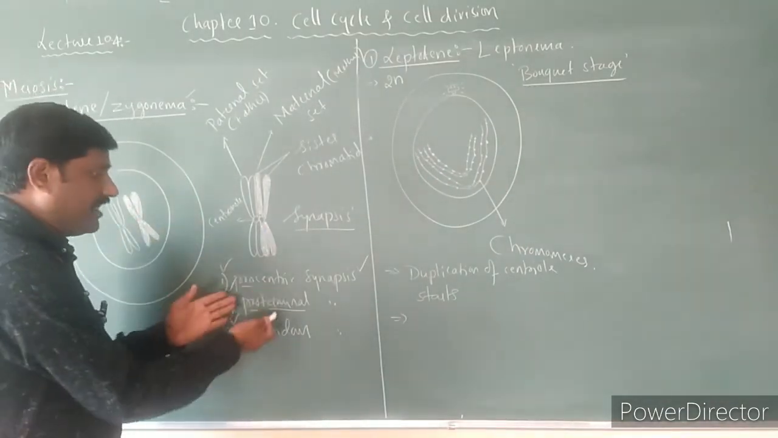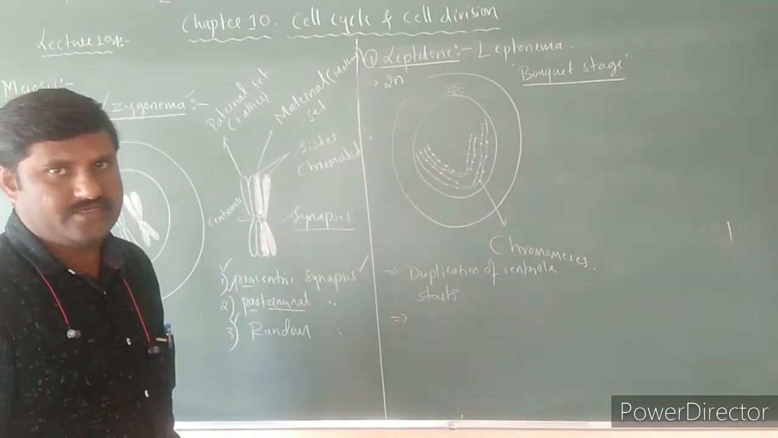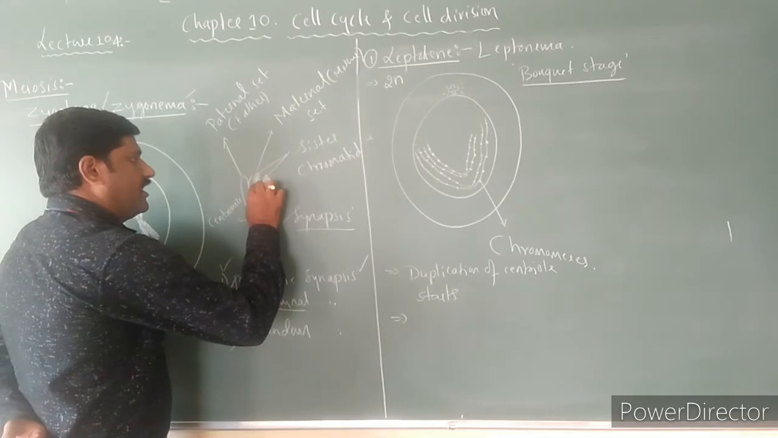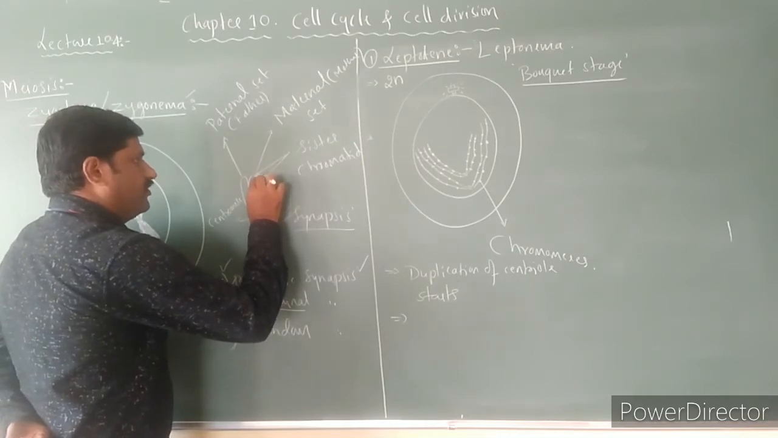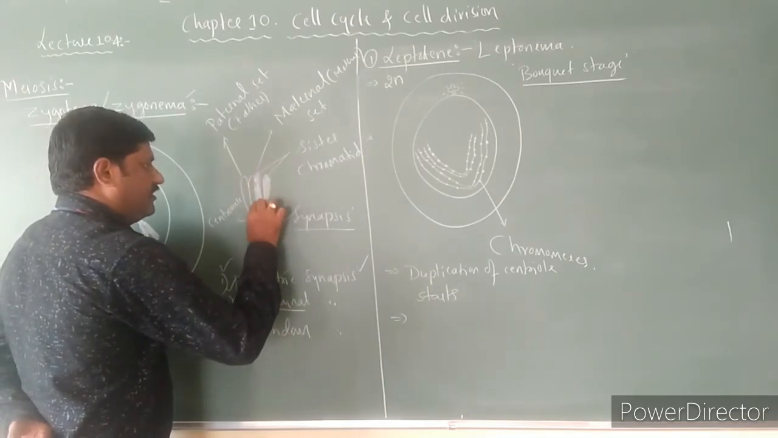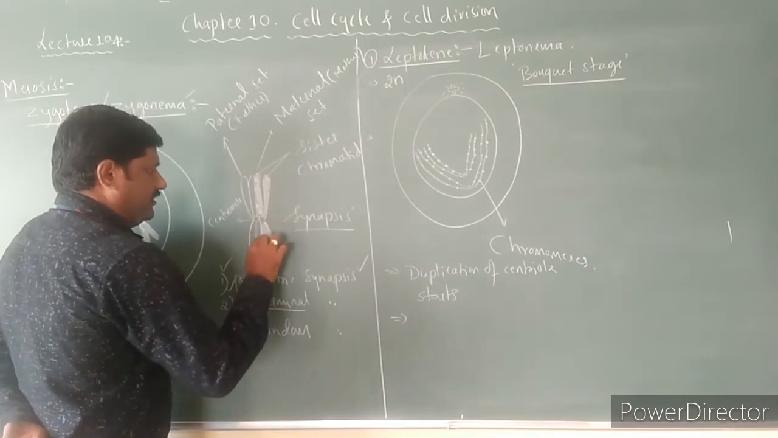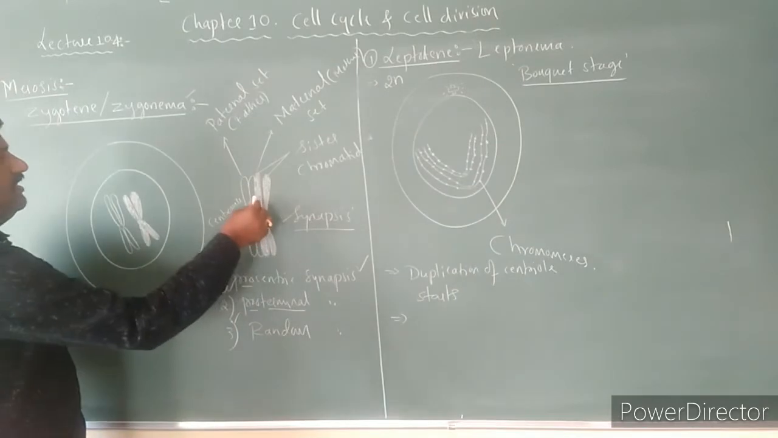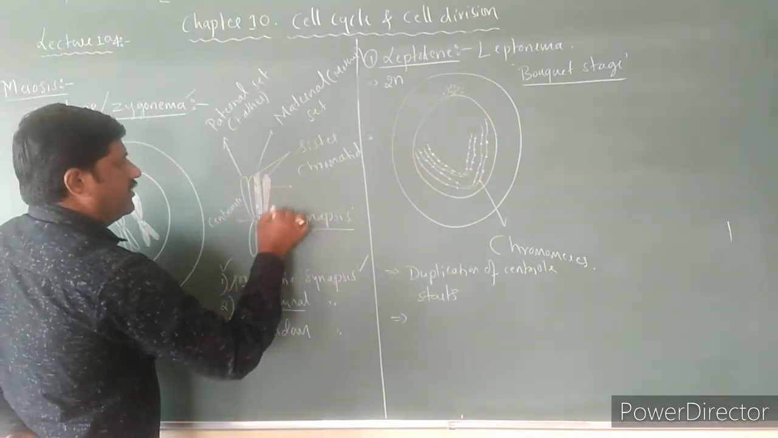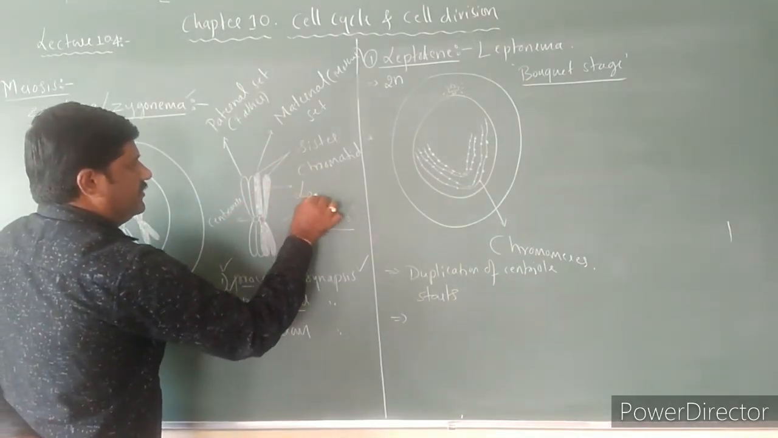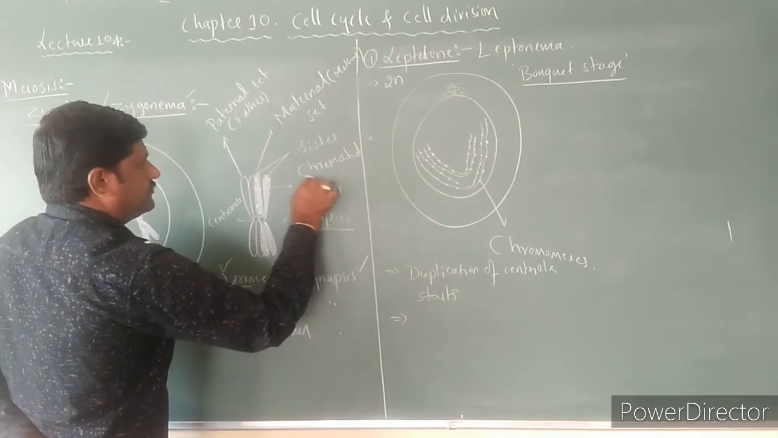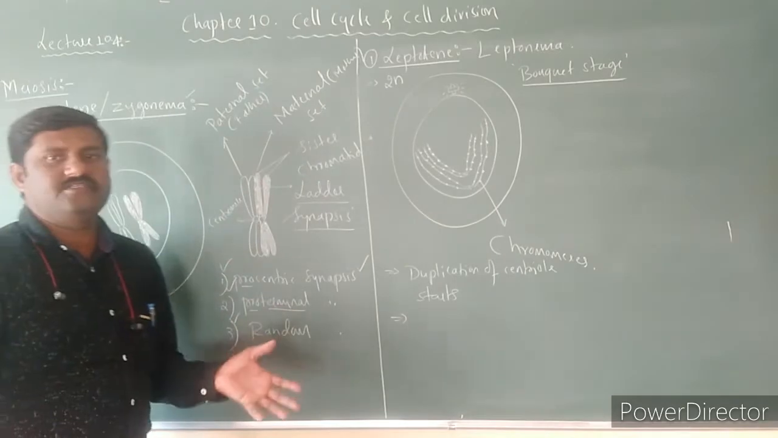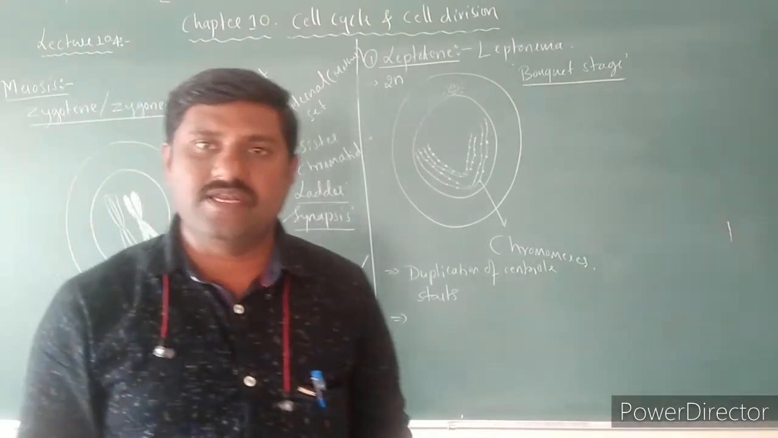Any one type of synapsis may occur here, so that these chromosomes are attached at certain points. This is one point, this is another point, this is another point, like this. On certain points they may attach, and how it looks is ladder-like. The attachment itself is just zipper-like.